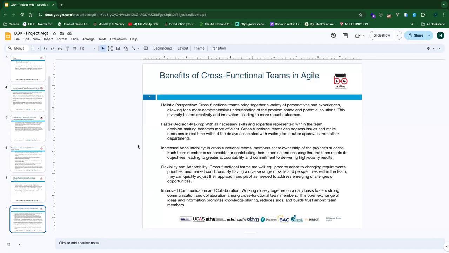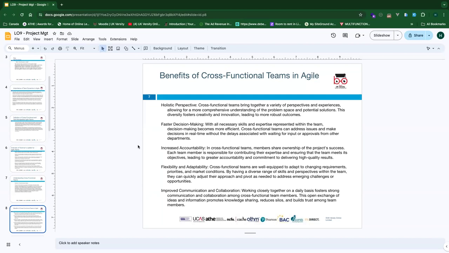In cross-functional teams, members share ownership of the project's success. Each team member is responsible for contributing their expertise and ensuring that the team meets its objectives, leading to greater accountability and commitment to delivering high quality results. Flexibility and adaptability. Every cross-functional team should be flexible. That means that you should be able to take on any task, and adapt to any task that you are given. That's usually the summary of that.